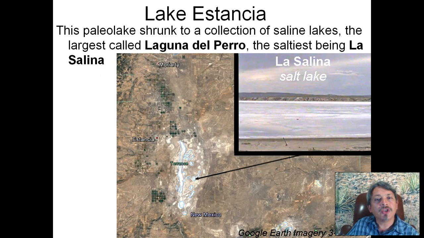The other ancient lake, a paleo lake that existed, was called Lake Estancia. It has shrunk back quite considerably to a long mudflat called Laguna del Perro. But some of these lakes are very close and touching upon salt domes underneath the ground. And as a consequence, some of them bring forth layers of salt. You can see here the accumulation of salt in this one called La Salina right here.